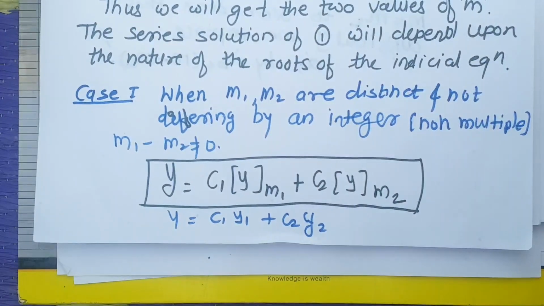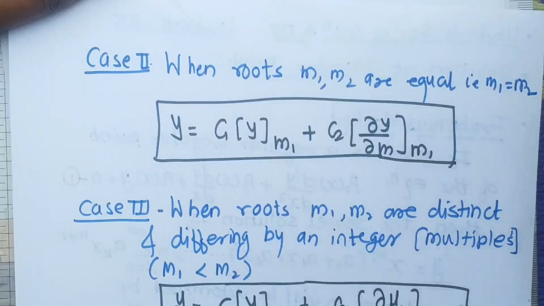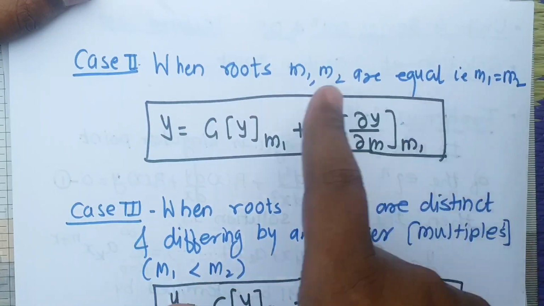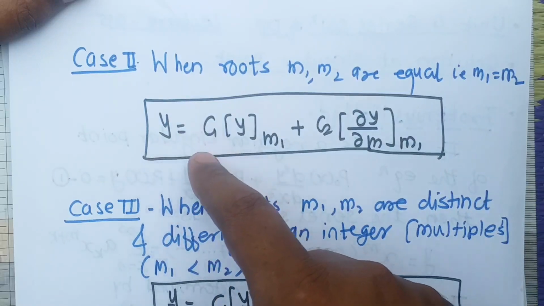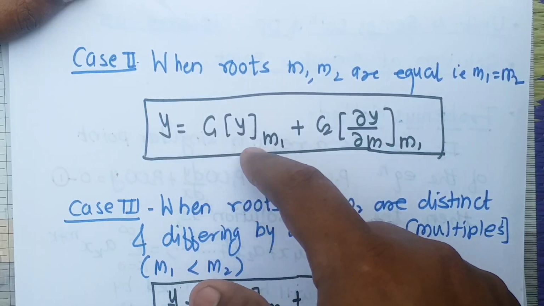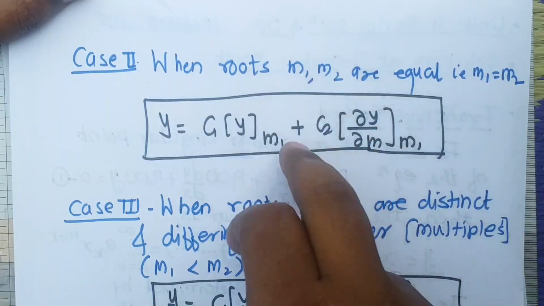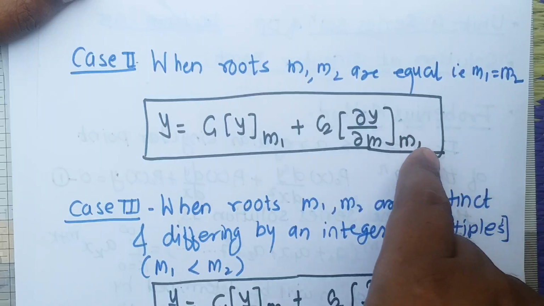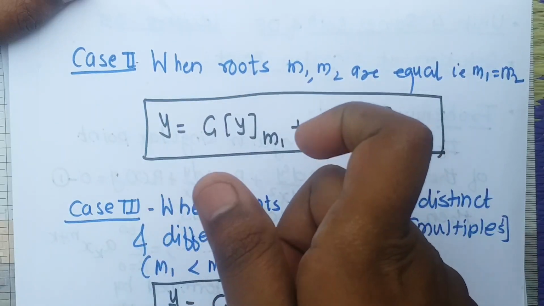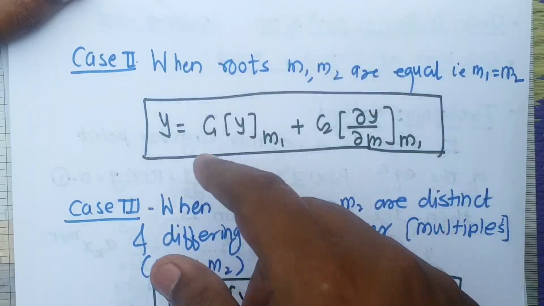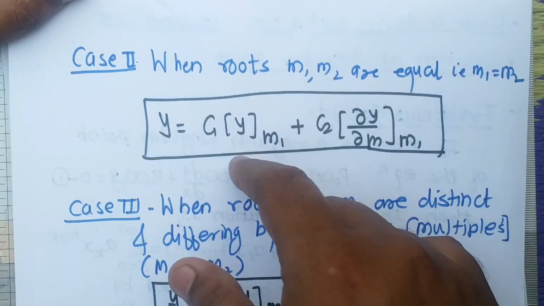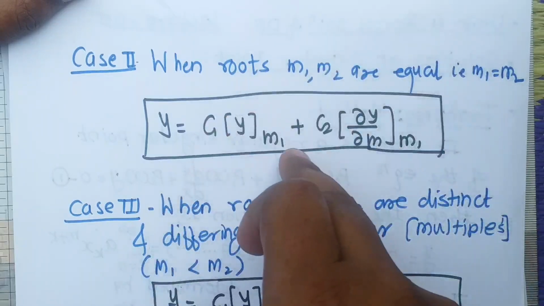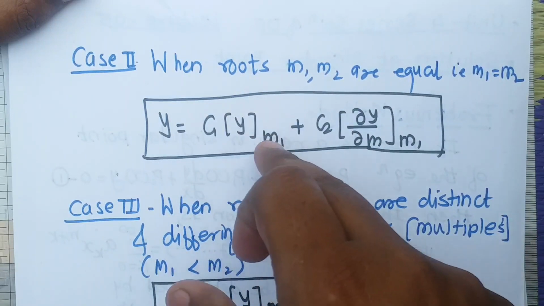Okay, now we'll discuss the second case. Case 2, when roots m1 m2 are equal. If both roots are equal, in that case your final solution will be y equal to c1 into the value of y at m1, both roots are same, so m1, plus c2 into the value of del y by del m at m1. So what you have to do here, once we get our series, after calculating the arbitrary constants, once we get the value of y, in that we first substitute the one root m1. Here we are having only one root. After putting, you will get some value of y at m1.